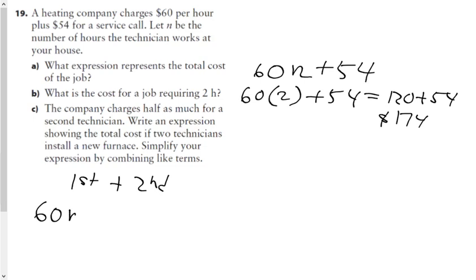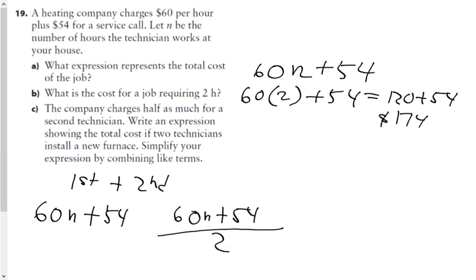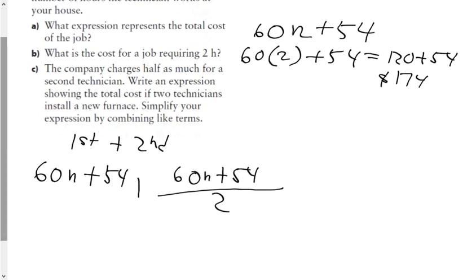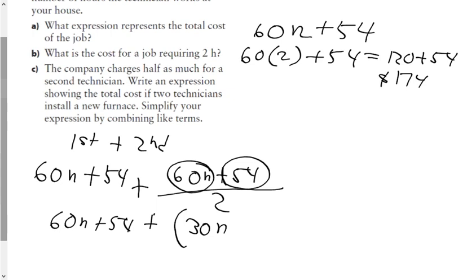The first technician, I already determined to be this. The second technician, however, will be the same, except you're going to have half as much. Right? I'm assuming the service fee may be halved too. We'll see. So if I combine these two, this is still going to be 60N plus 54. This one, I'm going to have half of 60N and half a service fee cost. So the second technician is going to be $30 an hour. That's a service fee of, I'm assuming that's part of it. I'm not sure.